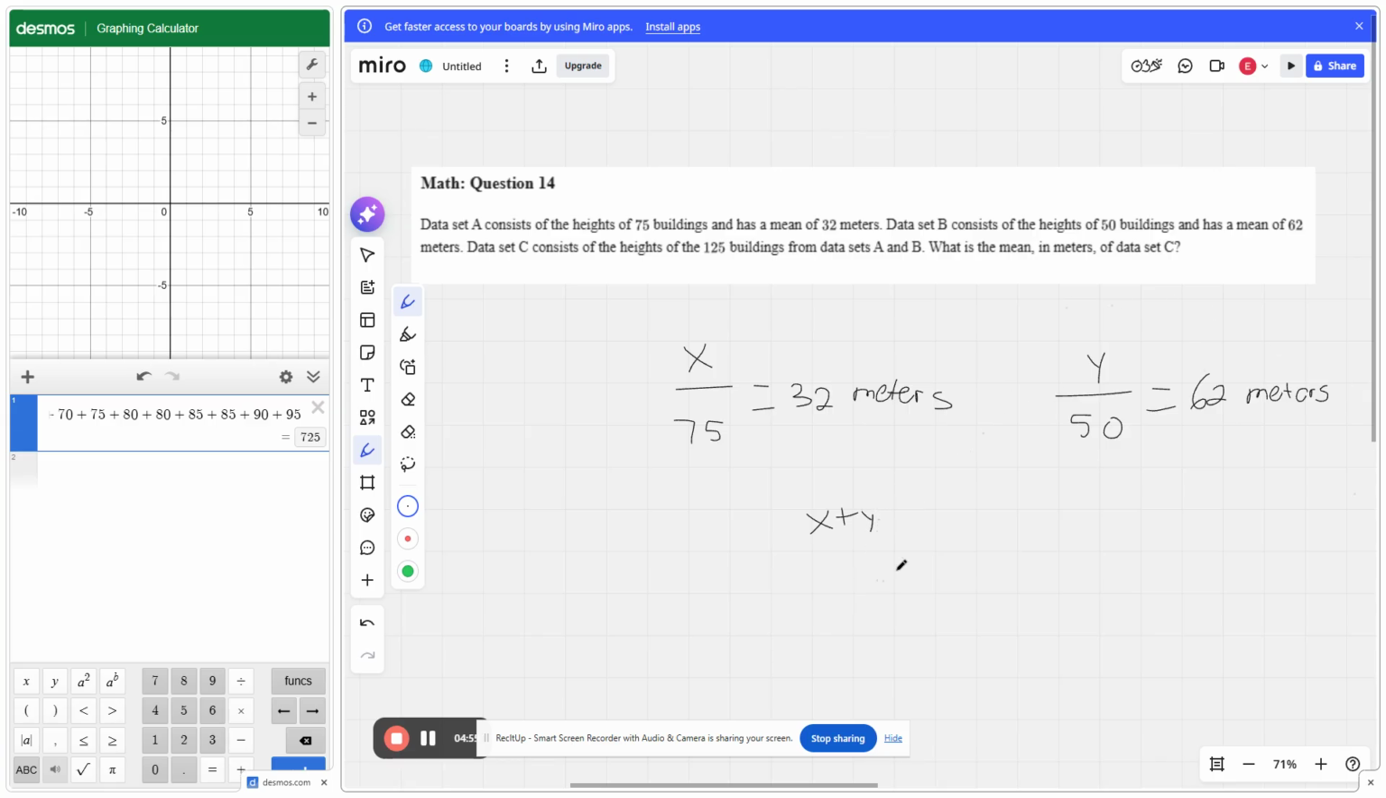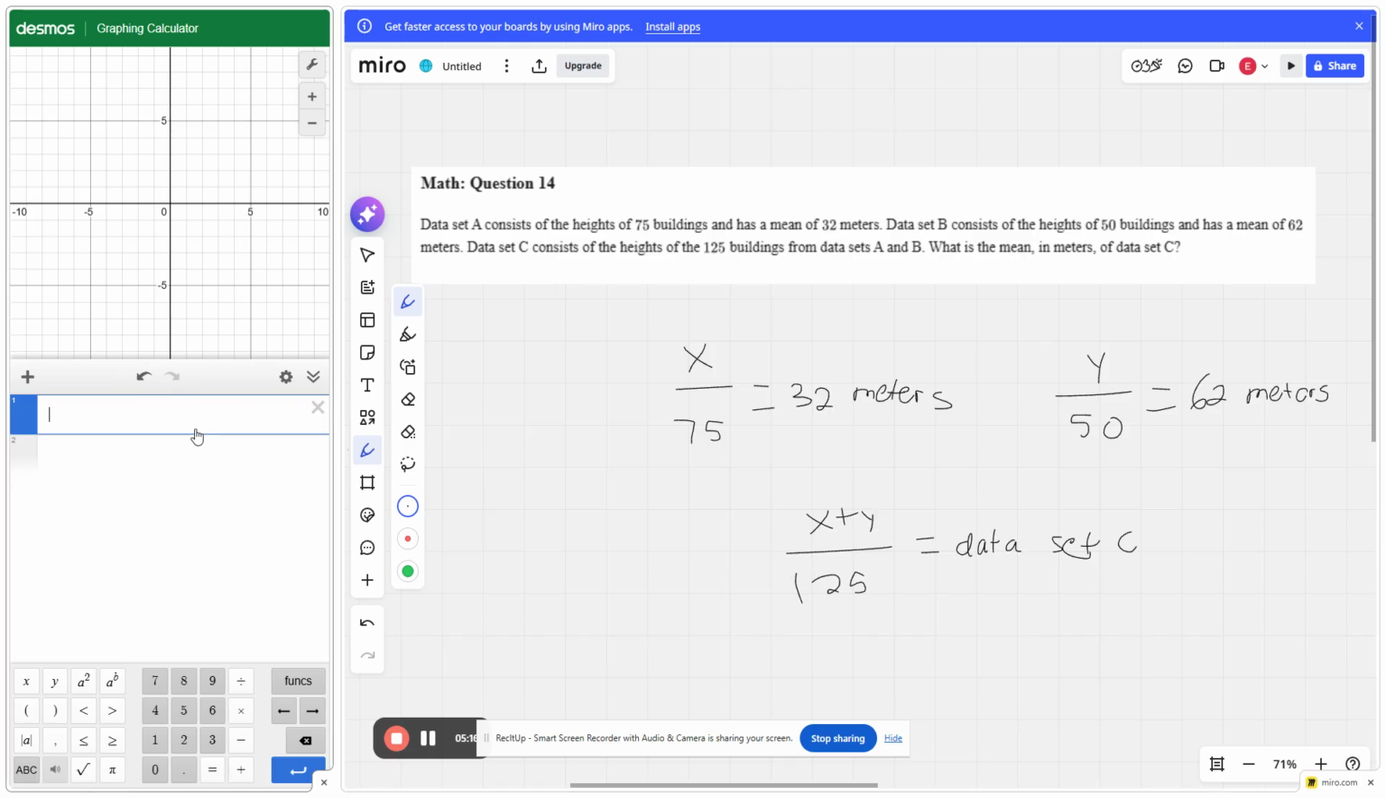Now, we know that dataset C will be the total of all the 75 buildings added up, plus the total number of meters, like the height of all 50 buildings in dataset B, so y. And we can essentially just take that all over dataset C, which is 125 buildings, and that would equal the mean of dataset C. And from here, it's a very simple equation, as we just solve for x, solve for y, and plug it in. So let's just do that real quick.